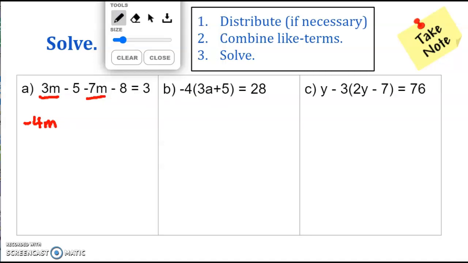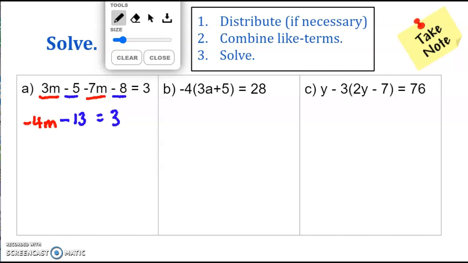Okay, do we have any more? Well, we have negative 5 minus 8. Remember that the negative sign belongs to the number. It's not just 5, it's negative 5 minus 8. You're adding two numbers with the same sign, so you're adding 5 plus 8 is 13, and you're dealing with negative numbers, so it's negative 13. So the left-hand side becomes negative 4m minus 13 is equal to, the right-hand side is 3.